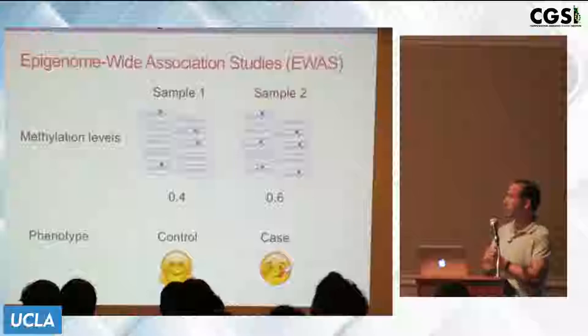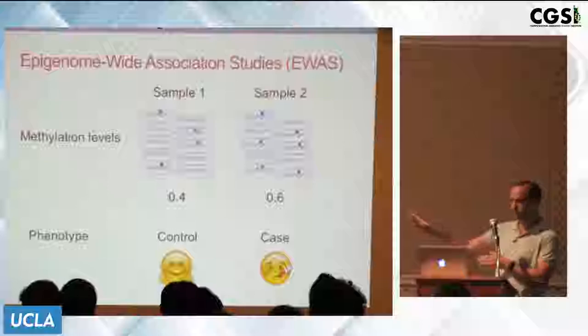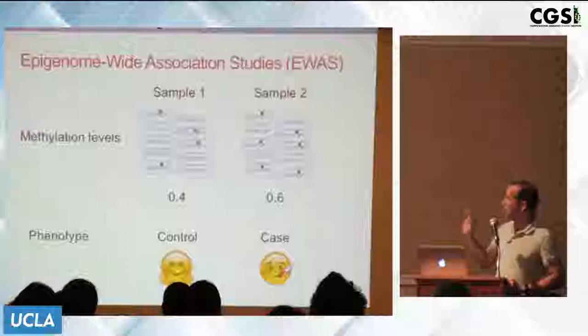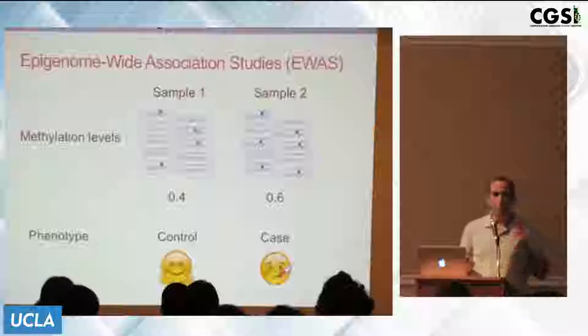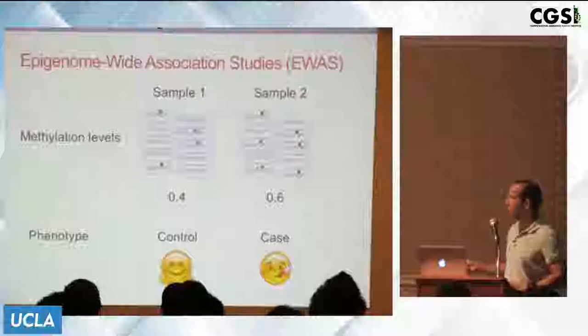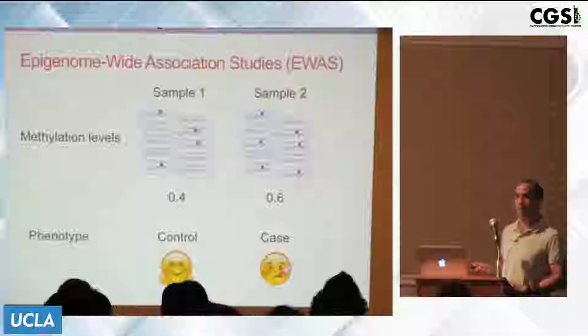Let's say that we have cases and controls, like you see here, and let's say that there's a specific methylation site. When you see a dot, that basically means that there is a methylation. Here, for instance, this cell is methylated, but this one is not. So some of the cells are methylated in that position, some of them are not. You take a typical control, you have about 40% that are methylated. You take a typical case, you have about 60% that are methylated.